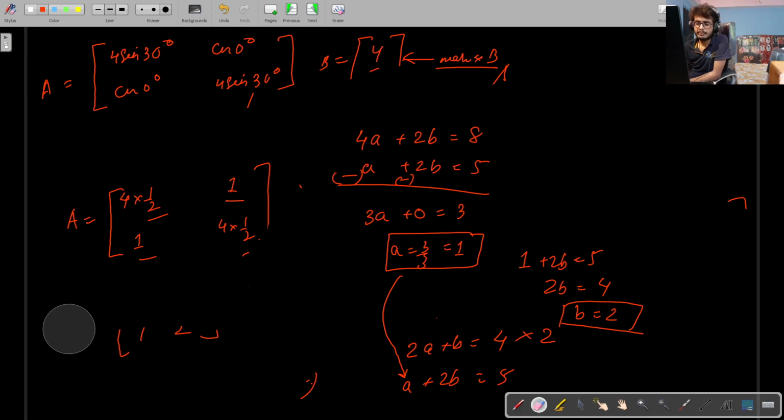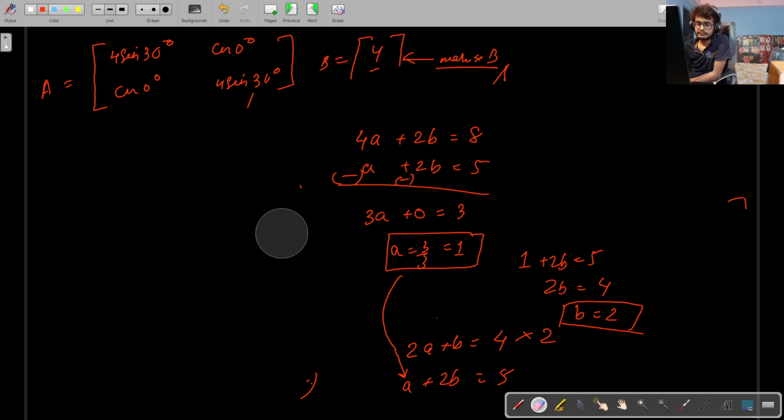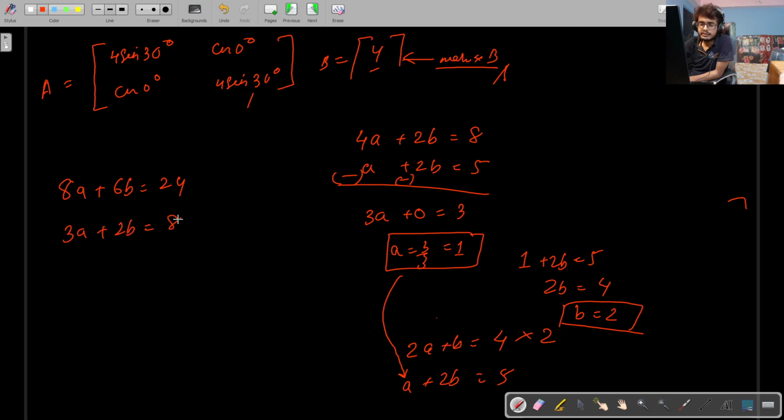I'll give you a brief idea how to do this. If you have two linear equations, like let's say 8A plus 6B equal to 24, and another one is 3A plus 2B equal to 8. We can't solve it directly because we need to remove either A or B from the equations to get our value. We have to remove either one of those.